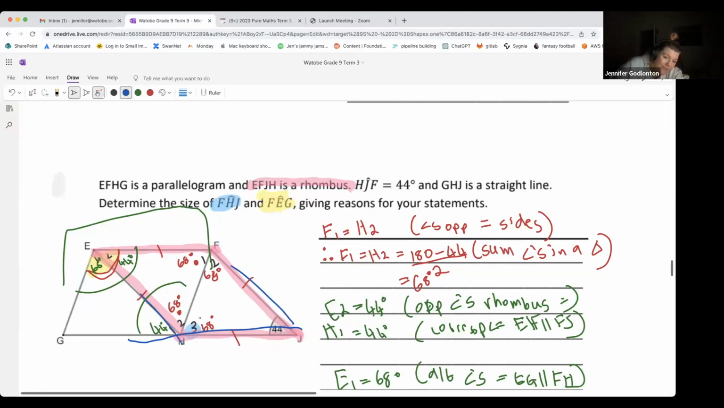That's the F. And so this angle here would be equal to that angle there.